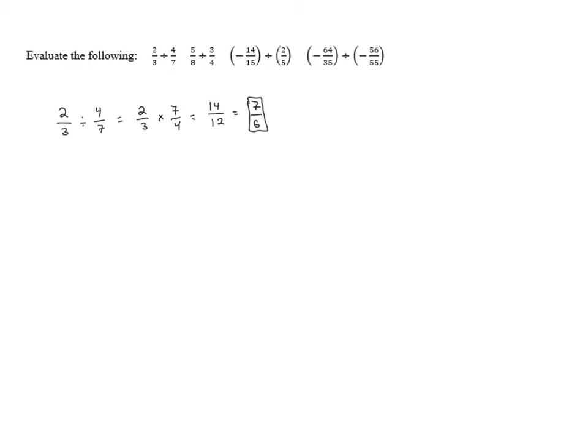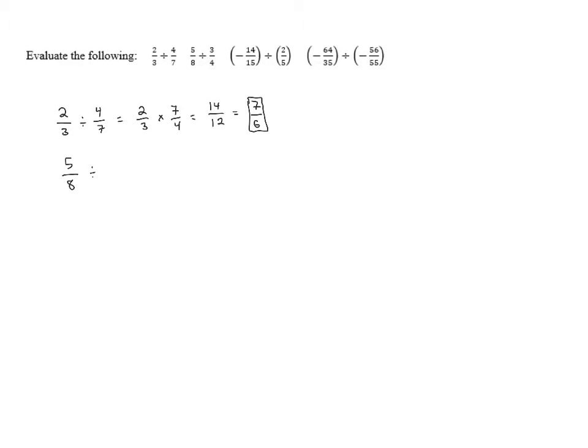You can cross-cancel, but only after you've changed it to a multiplication. We can't attempt to cross-cancel while it's still a division problem. That's only something we can do when it's multiplication. Let's look at the next one.